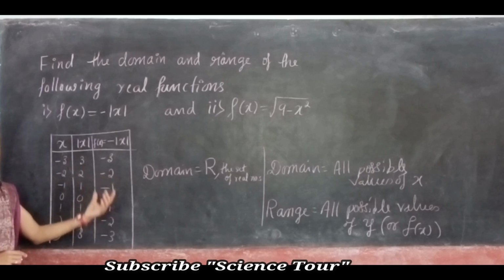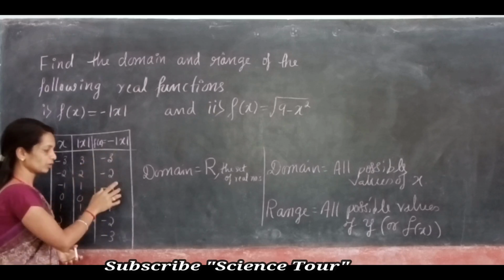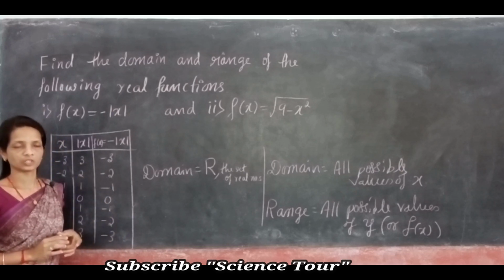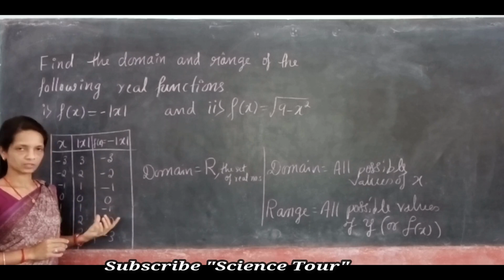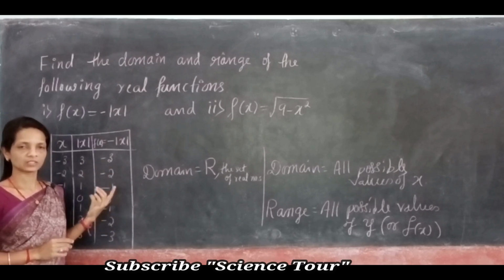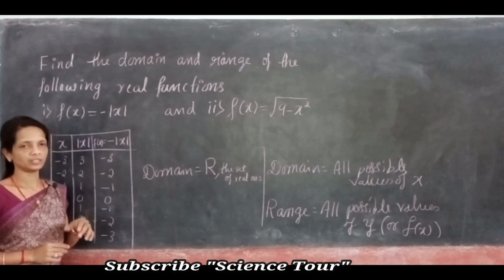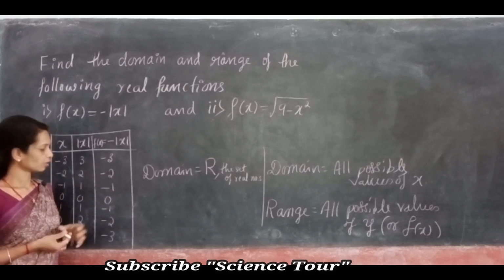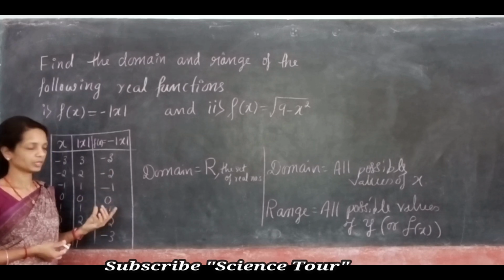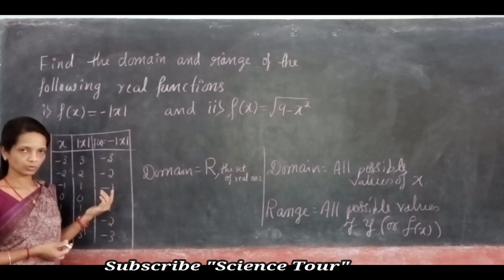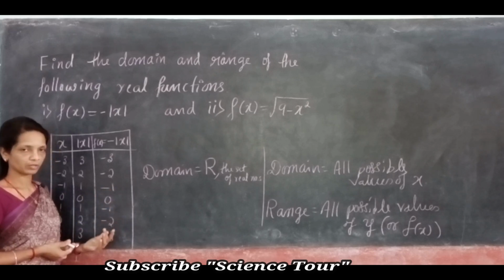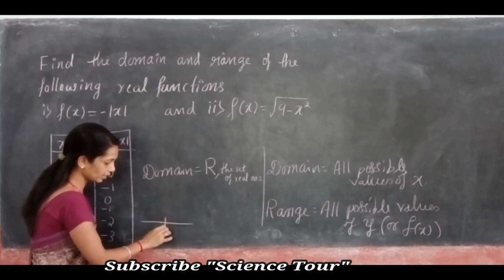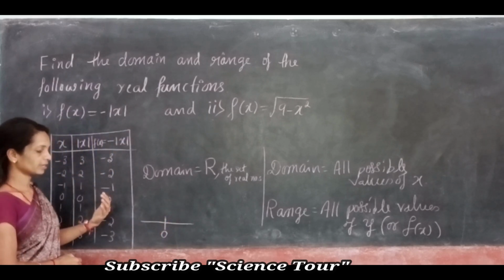In this f of x column, you can see negative numbers and 0. So how is f of x taking the values? By observing this column, you can write the range of this function. So how is f of x taking values here? It is taking either 0 or negative values. It will take the value 0 if x is 0.